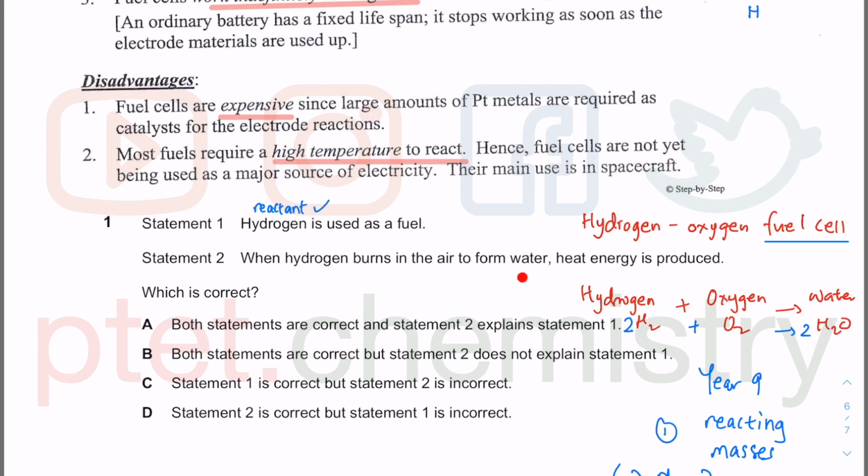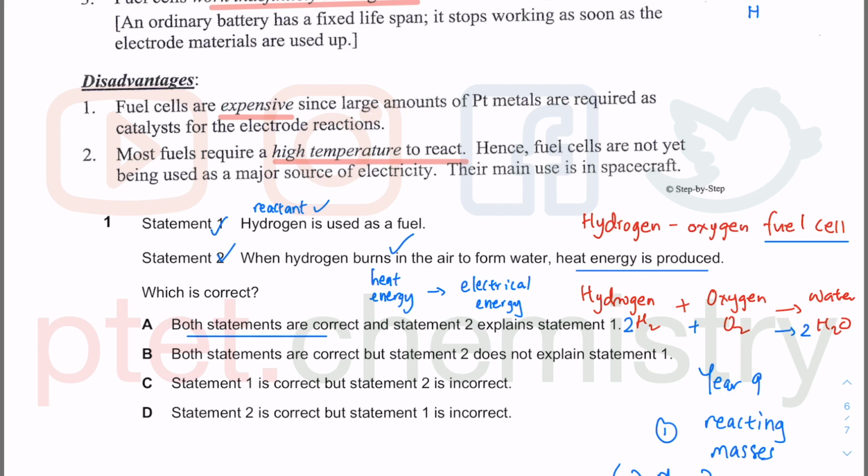When hydrogen burns in air to form water, heat energy is produced. The heat energy gets converted to electrical energy, and that is why you can use a hydrogen-oxygen fuel cell to power vehicles, to power spacecraft going to outer space. Because this reaction is exothermic, it releases heat energy, which gets converted to electrical energy, and you produce water. So this is also correct. So both statements are correct.